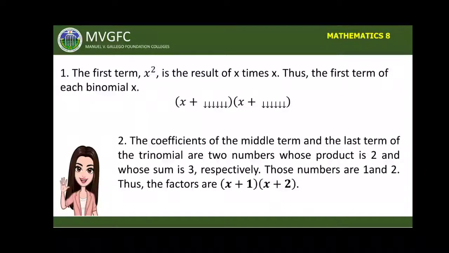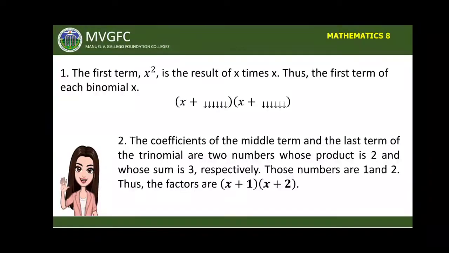So, kung babalikan niyo kanina example, ang coefficient na middle term natin is 3 kasi we have 3x. And for the coefficient naman, and the last term natin, which is the c, is 2. So, isip ka ng dalawang numbers that when you add, the result will be the middle term. And when you multiply, the result will be the last term. So, in that case, kaya natin napili si 1 and 2.